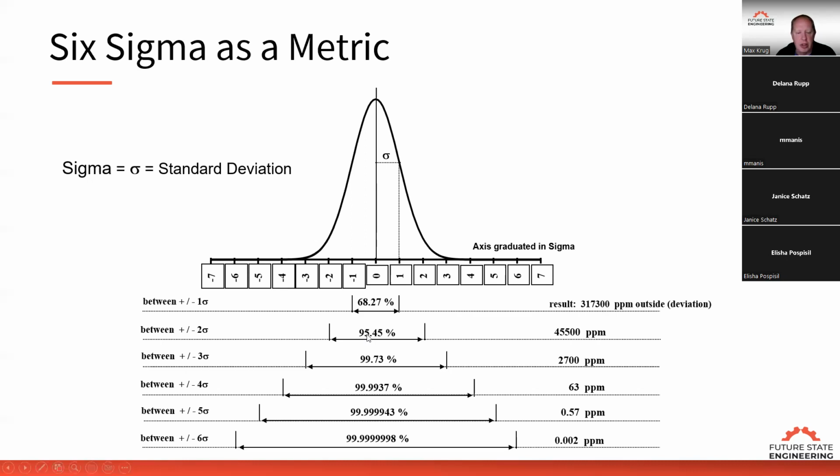Likewise, 2 standard deviations is 95.45%, 3 standard deviations is 99.73%. So let's just take that. What's the probability, if I have a process that's within 3 standard deviations, that we're going to have a part fall outside that?